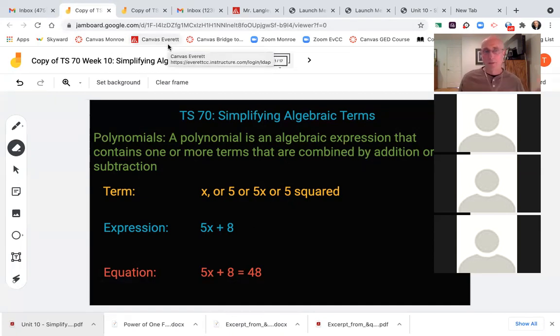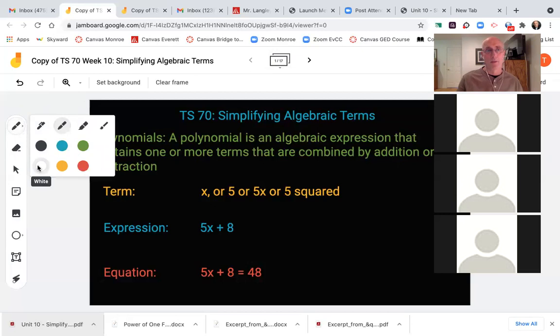They have this thing called a polynomial. Poly means many, and nomial means kind of like numbers. Anyway, I'm going to give you some vocabulary here tonight. The first slide here: a polynomial is an algebraic expression that contains one or more terms that are combined by addition or subtraction. Okay, that's a lot of language there. But what does it actually mean to you?